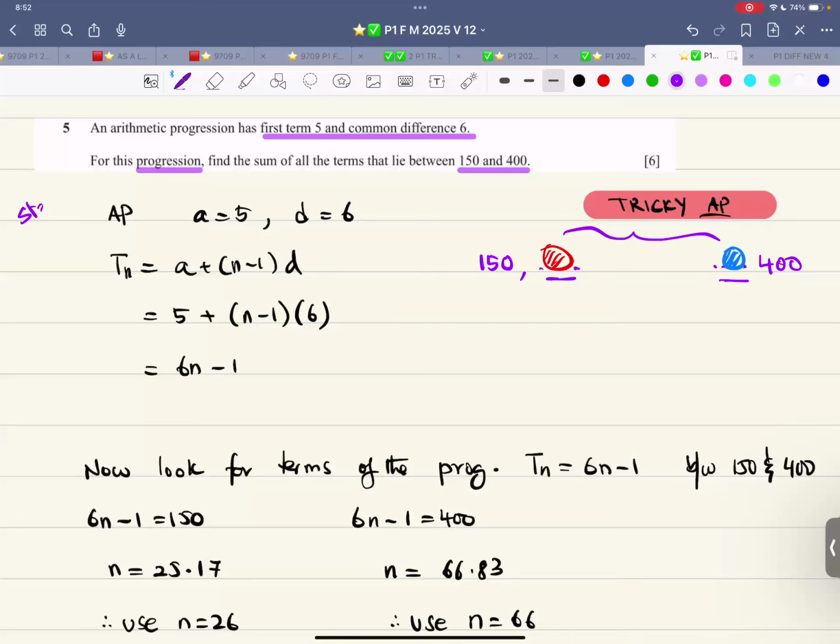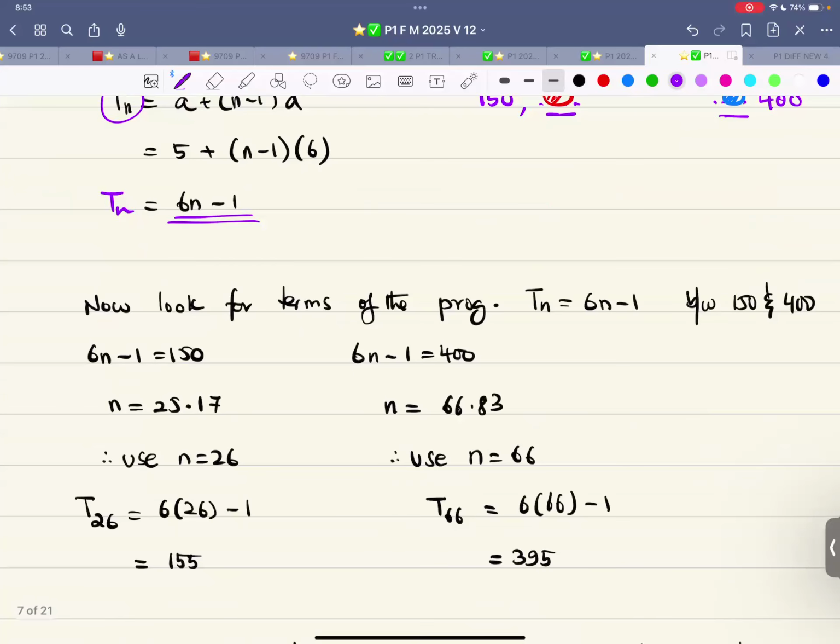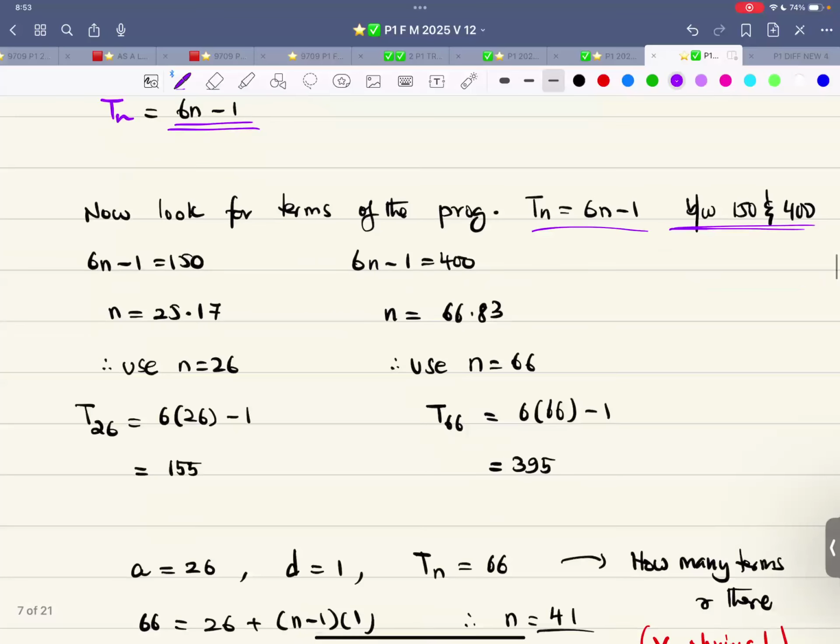So now step one is that AP: a is 5, d is 6. I use the term formula and get the term formula in terms of n. So this is Tn. Now look for terms of the progression. Tn is between these two. So 6n minus 1 is 150, n is 25.17, n has to be an integer.